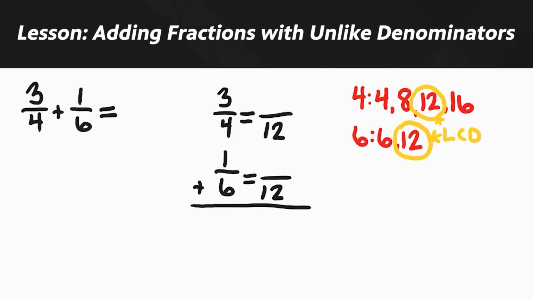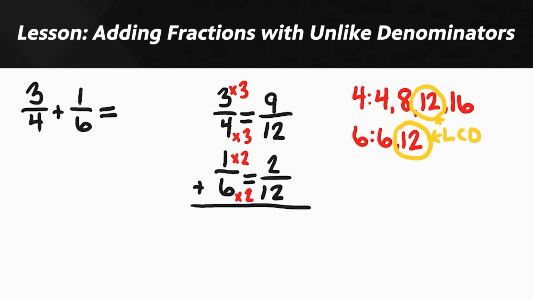Next, we need to create equivalent fractions. So let's fill in those numerators. Remember, if you change the denominator, you'll need to change the numerator as well. Let's look at how we got to our new denominators. For the first fraction, how do we get from 4 to 12? You do times 3. So let's do times 3 on the top as well. 3 times 3 is, of course, 9. Now for the other denominator, how do we get from 6 to 12? Times 2, right? So we'll do a times 2 to the numerator here, and we'll get a new numerator of 2.